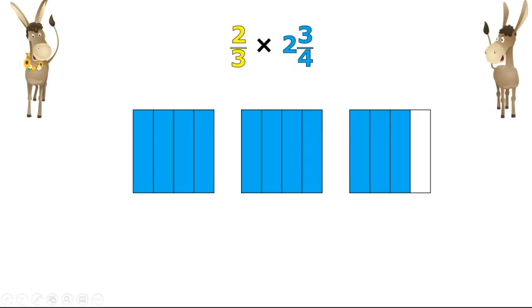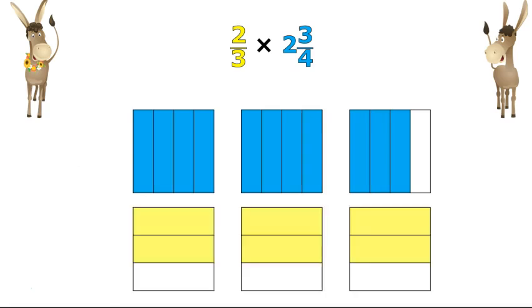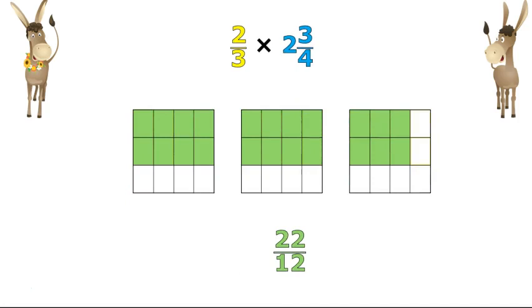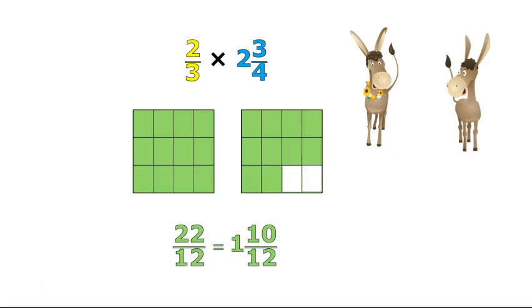Here you see 2 3/4, and I want to multiply it by 2/3. So remember, we just overlap them. So the answer is 22/12. That's right, but we can simplify. Let's move these 4 pieces over here to make a whole, and then we'll move these 2 over here. So you have 1 and 10/12.